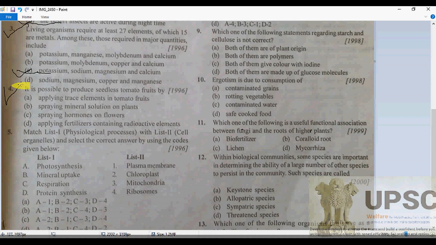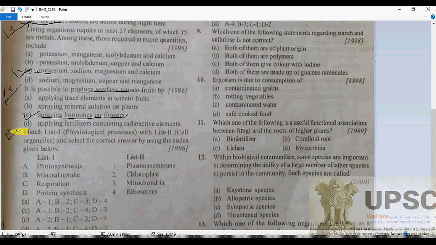Now fourth: is it possible to produce seedless tomato fruits? Of course, as we know, it is done by spraying hormone on a flower. C will be correct. Why is it so? Because the hormone auxin is responsible for producing seedless tomato fruits. So here C will be correct.